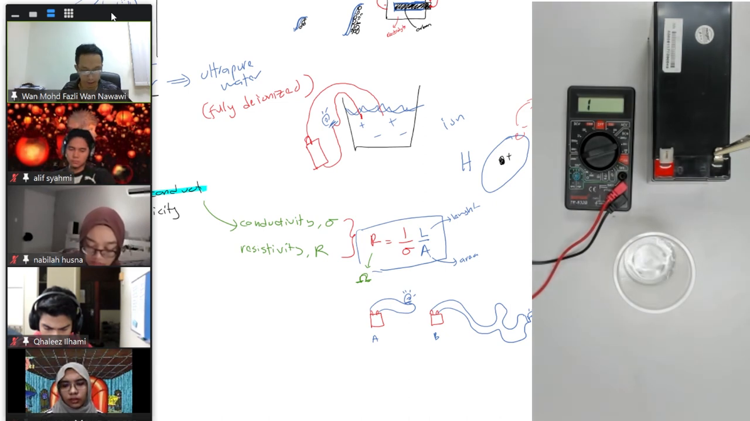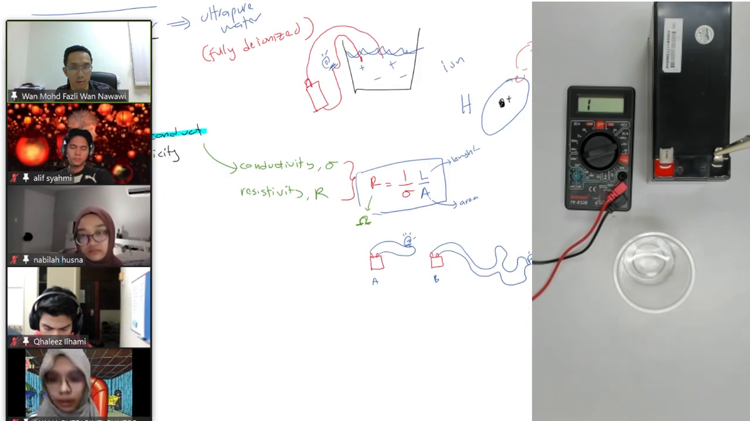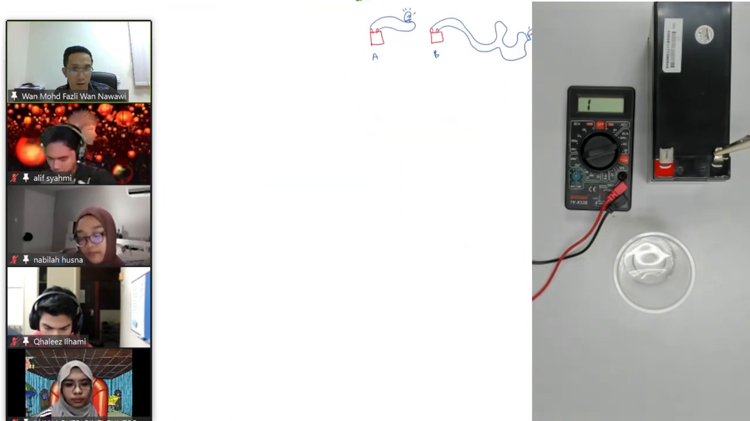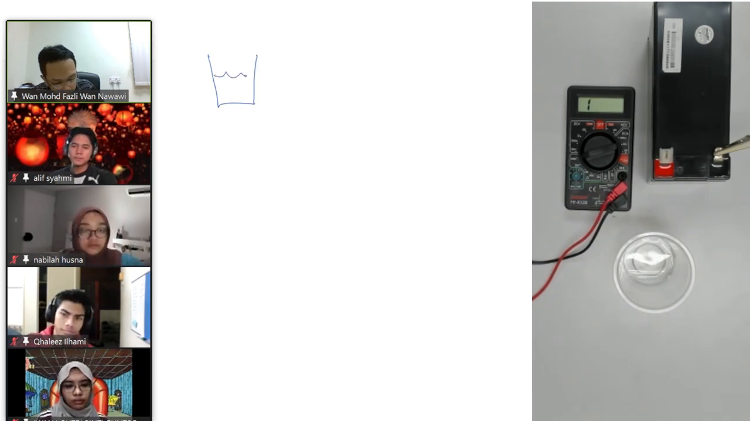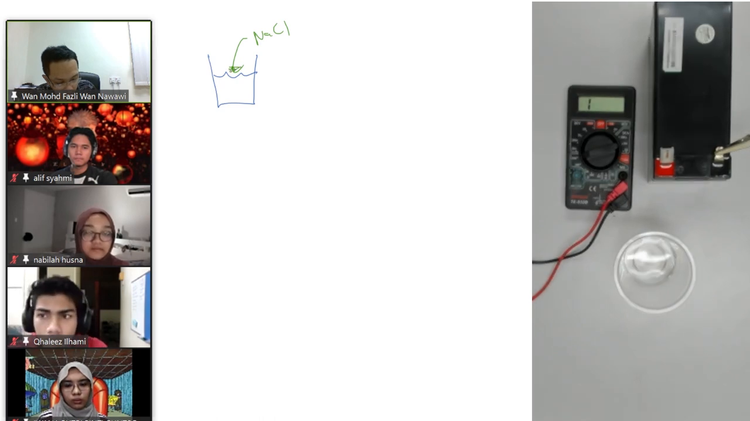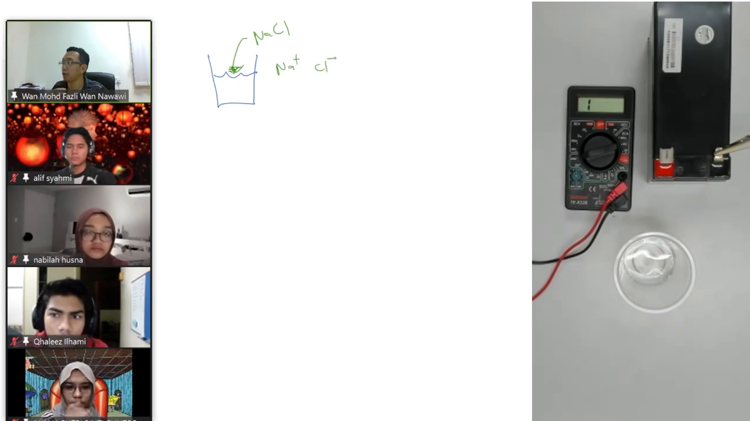If you have water there, and you add the salt, NaCl, this is salt. You put the salt in water. So we know when you put salt in water, it becomes Na+ and Cl-. So the salt will be deionized, or rather not deionized, meaning that it will separate. It becomes ions by itself.